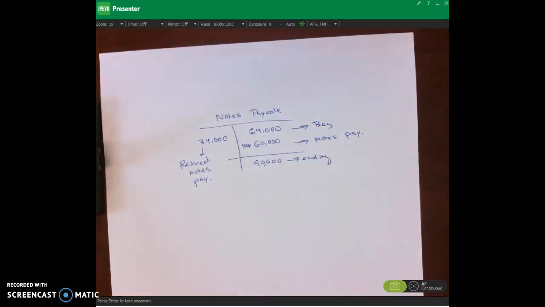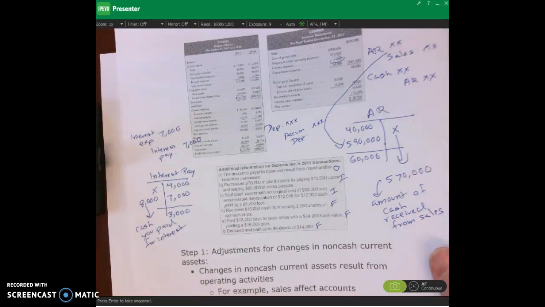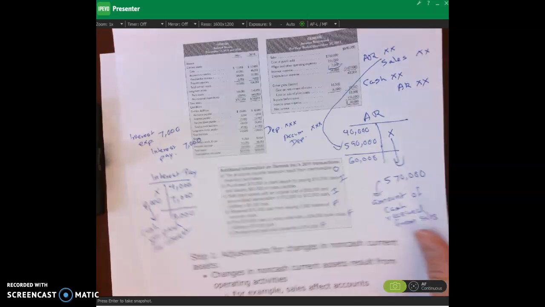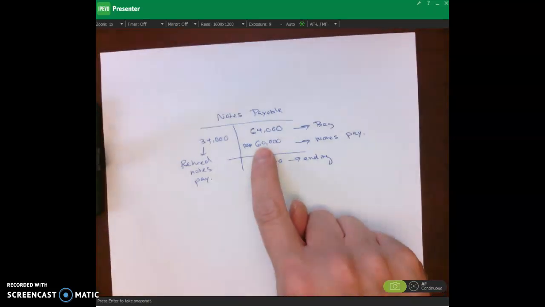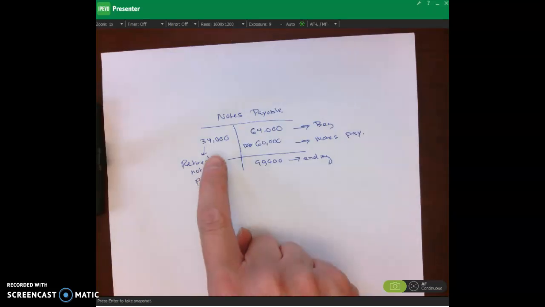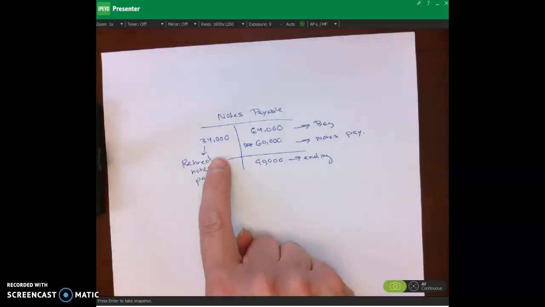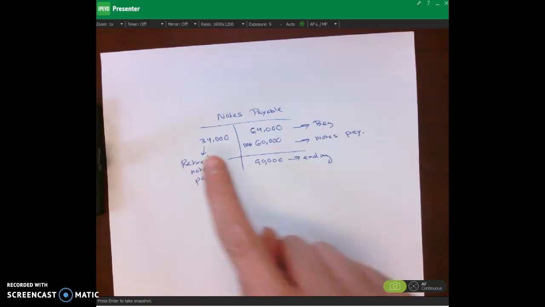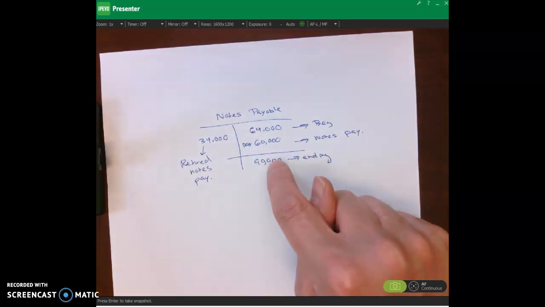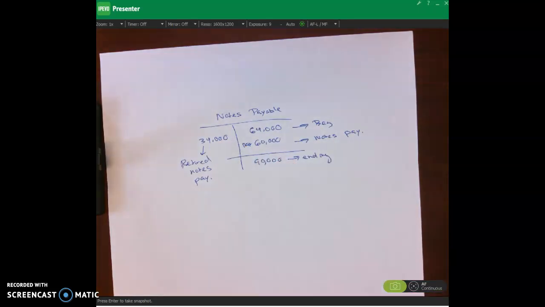Now remember, what we did under investing is we purchased $70,000 in plant assets by paying $10,000 cash, but also issuing a new notes payable. So that's that credit to notes payable that we pulled actually from the investing activities. And then with this journal entry, what we just did was debit our $34,000 for our retired notes payable. $64,000 plus the 60 minus the 34 gives us the $90,000 ending balance right there.